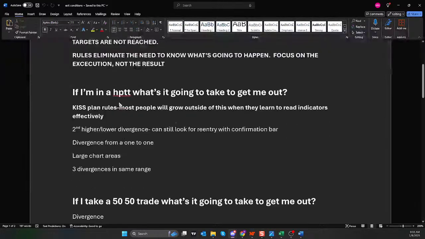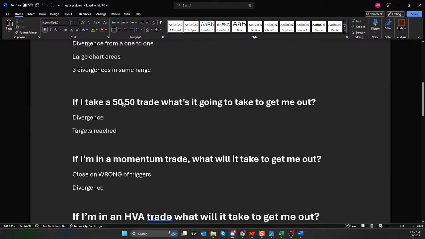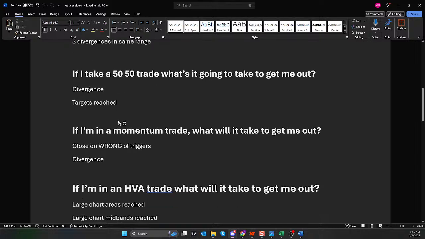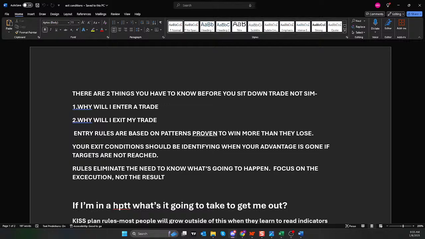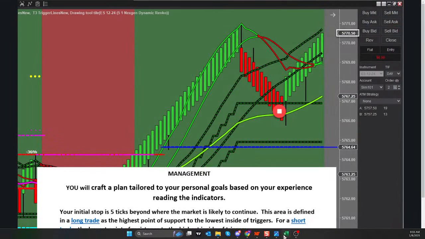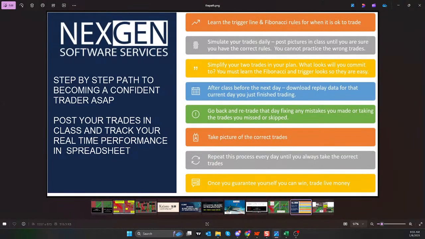So this sheet goes through, if I'm in a trend trade, what's it going to take to get me out? If I'm in one of those 50-50, those potential breaks, what's it going to take to get me out? Momentum trades, HVA trades, each trade is unique. But my promise to you guys when we started everything was that I was going to give you everything that you need to be successful.